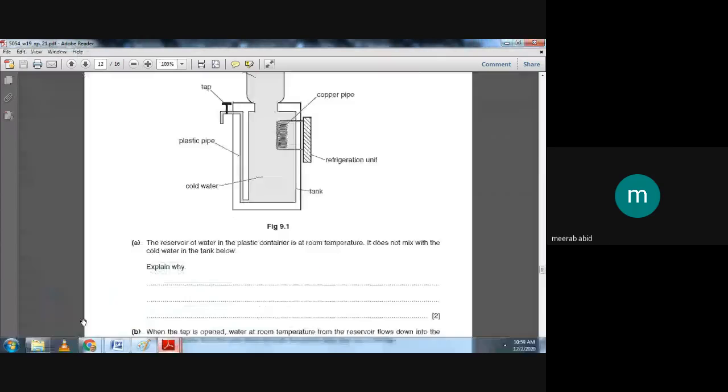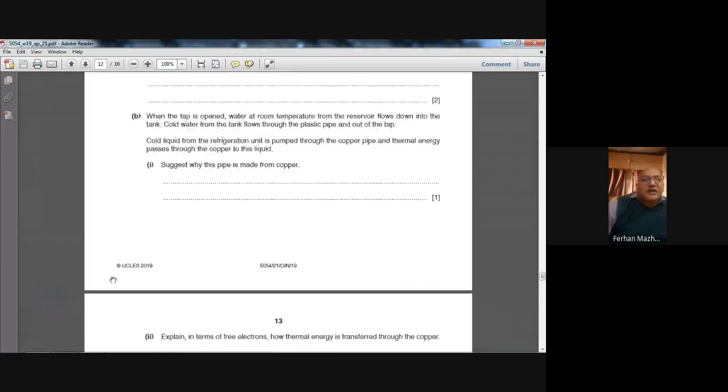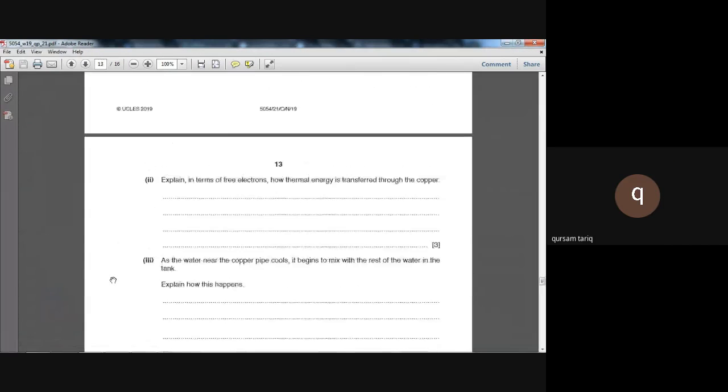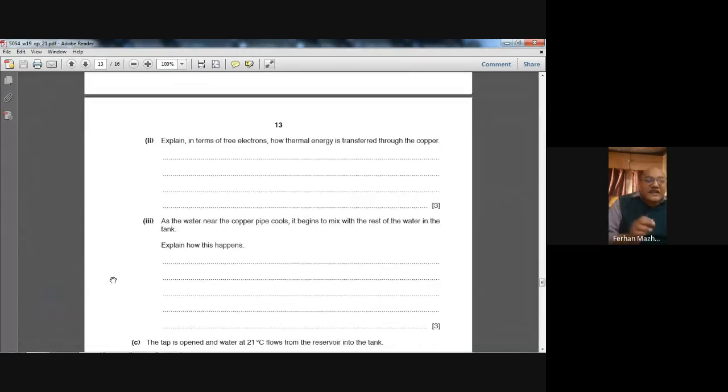Done sir. It's a 1 mark question. Very simple answer. Okay. The next part is: explain in terms of free electrons how thermal energy is transferred through the copper. It's a 3 mark question.